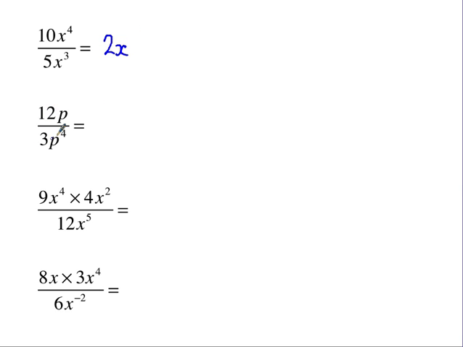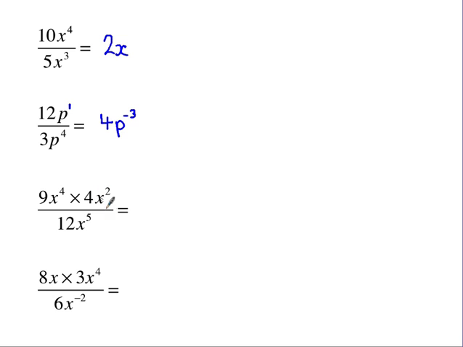Next one, 12 divided by 3 will give us 4. And p, I'm going to put a little 1 on just to remind myself. P to the power of 1 divided by p to the power of 4. 1 minus 4 will be minus 3. So that must be 4p to the power of minus 3.